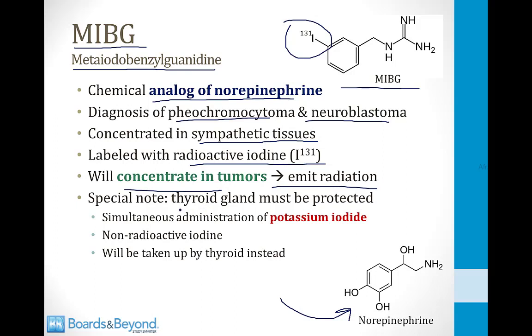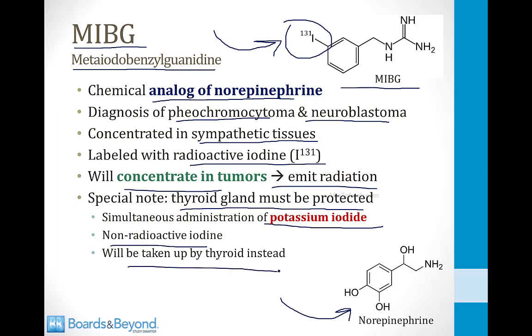A special note here that's high yield for you to know because it relates to thyroid physiology is that the thyroid gland must be protected during an MIBG scan. If the thyroid gland were to take up some of this iodine 131, it could destroy thyroid tissue. For this reason, during an MIBG scan, the patient is simultaneously administered potassium iodide. This is non-radioactive iodine, and it will be taken up by the thyroid preferentially instead of the radioactive iodine 131 that is present in the MIBG.